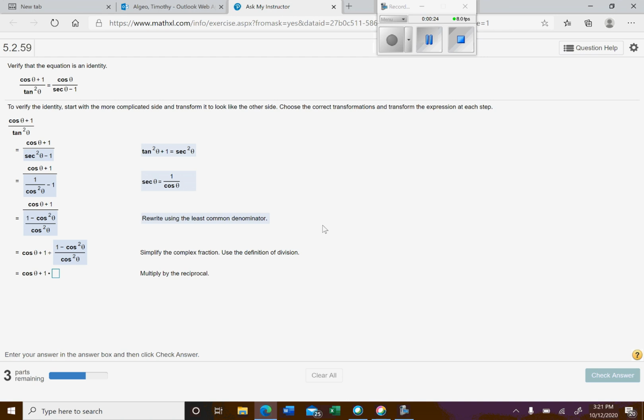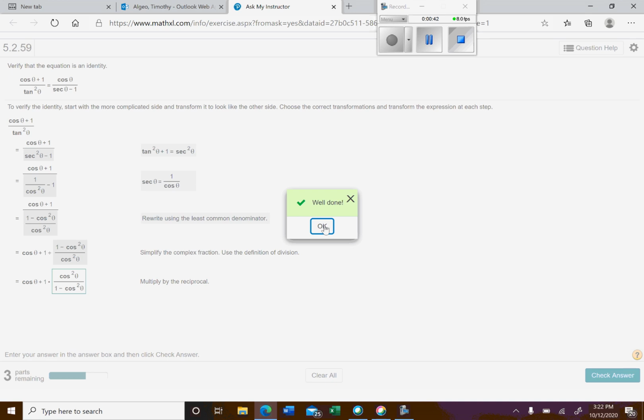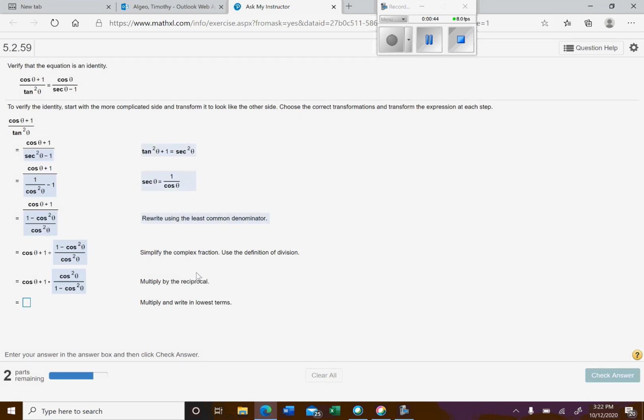And then, let's see, next what they want us to do is keep, change, flip. So you keep the first part, change it to multiplication, and then you have to flip that fraction, and I have it right here. So now I flipped it, okay? And let's go ahead and check that. Okay. And then next it says multiply and write in lowest terms.